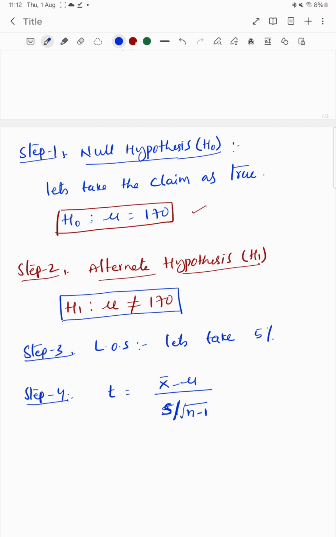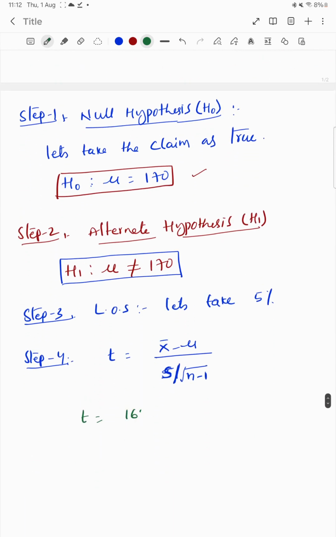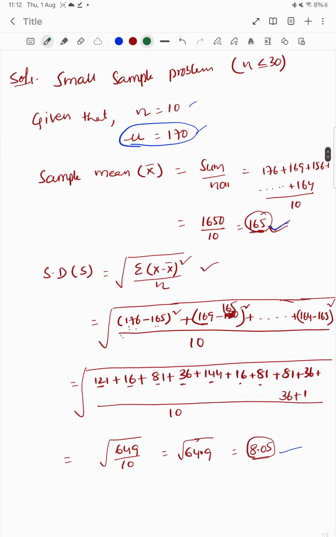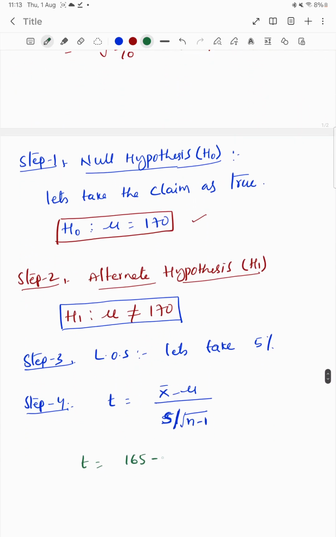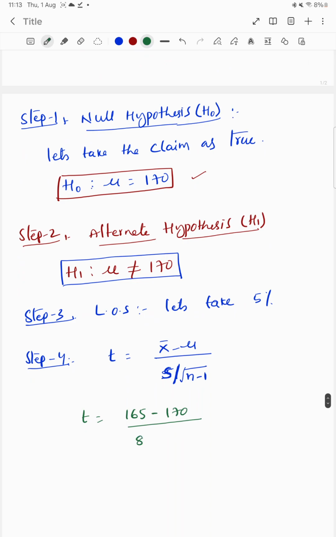Now T is equivalent to, what is x bar? X bar means sample mean. The sample mean we have obtained is 165. 165 minus mu, which is 170, divided by S, the standard deviation, which we have got as 8.05, divided by root of n minus 1, that is 10 minus 1. This implies 165 minus 170 means minus 5 divided by 8.05 divided by root 10 minus 1, that is root 9.